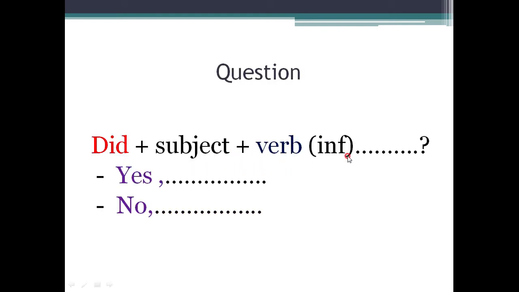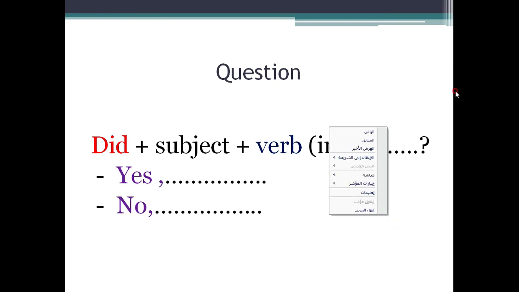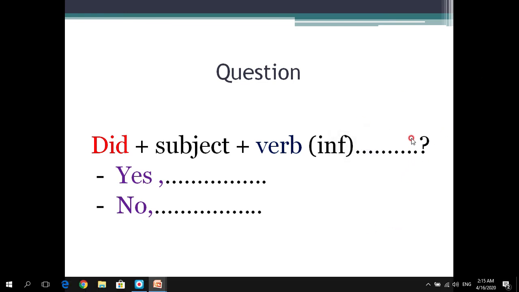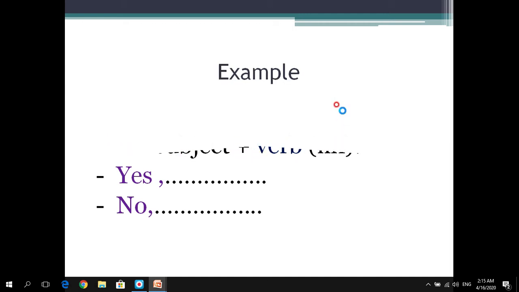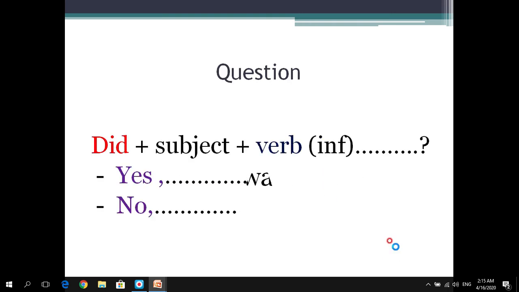The next form is the question form. In the question form, you start with did, after that the subject plus verb, and don't forget that at the end you have to put the question mark because this is a question. So the structure is did, the subject, the verb. This question, you have to answer with yes or no.